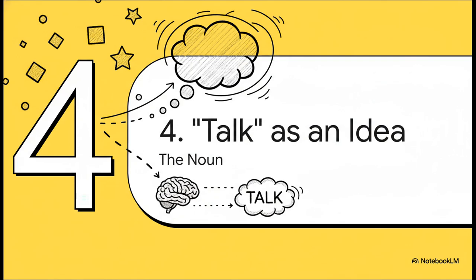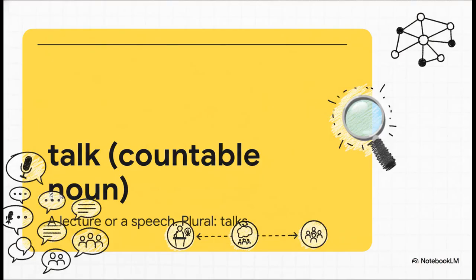All right, time to switch hats. We've seen talk as an action. Now let's check out what happens when talk becomes a thing, an idea, a noun. So first, talk can be a countable noun. Just think of it like a specific event that you can put in a box. You can go to one talk, or you could attend a whole conference that has many talks. It's a defined thing, like a lecture or a speech. You can actually count them.